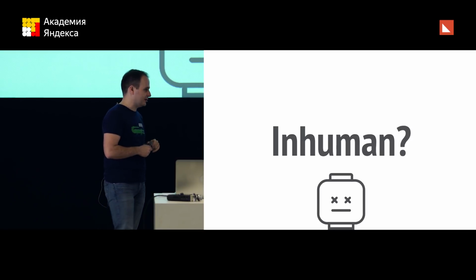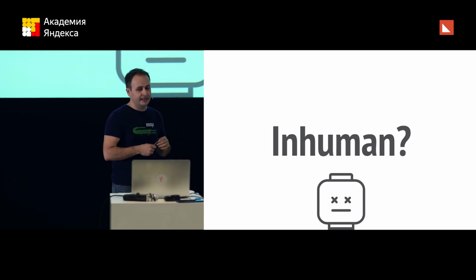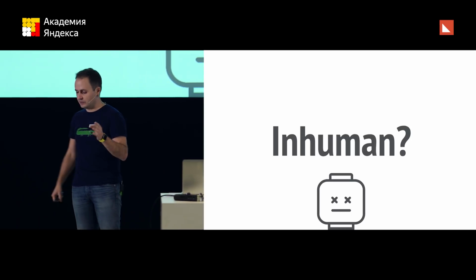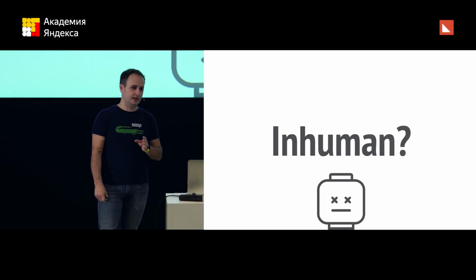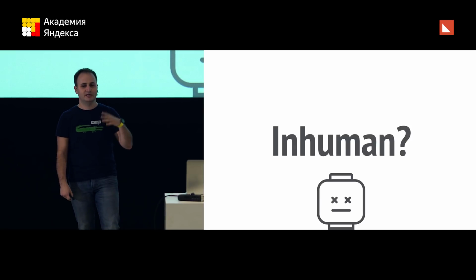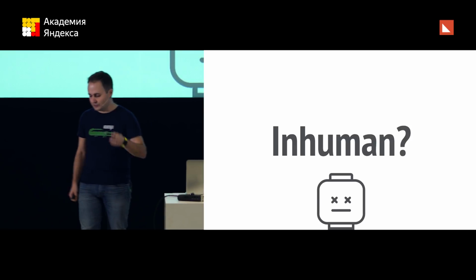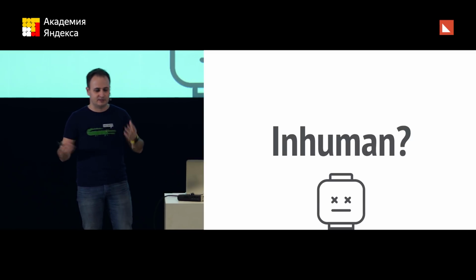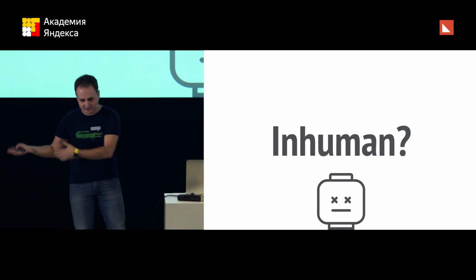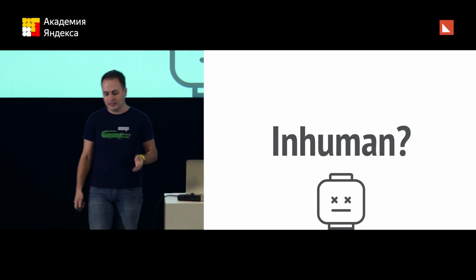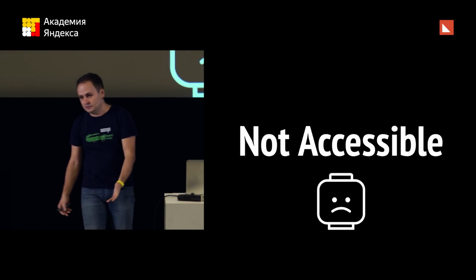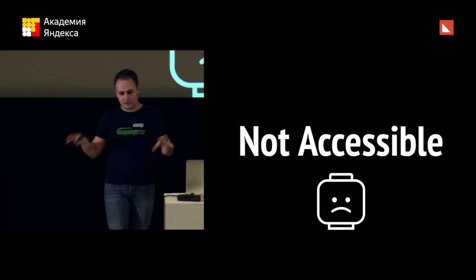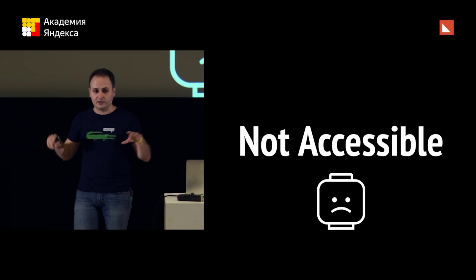So what does Inhuman mean in the title of my talk? Well, the first version of this talk was titled Cannibal UI. And in the Russian version, it's called Cannibal. But there's no such idea in English, I guess, as cannibal, because it's like cannibalism, not just inhuman. So I called it Inhuman. It means not accessible. Not accessible to all users in the same manner, on the same level.